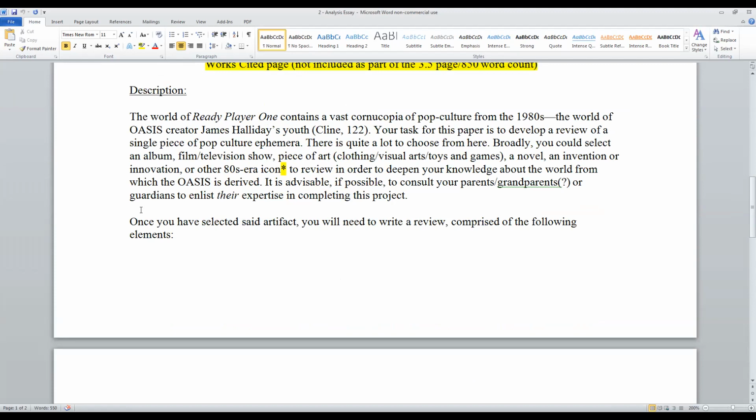Your task then is to develop a review or critical analysis, which is where the title of the assignment comes from, about a single piece of pop culture.